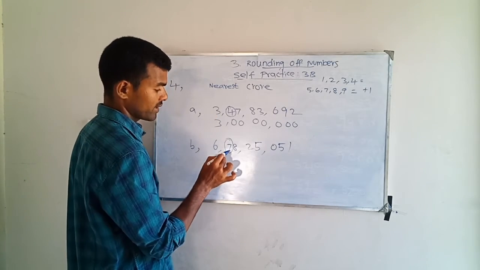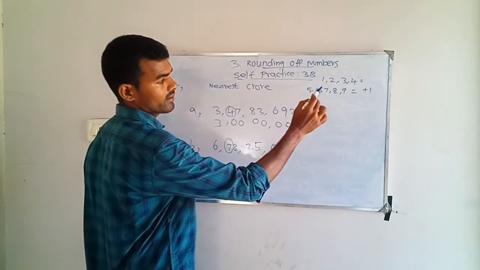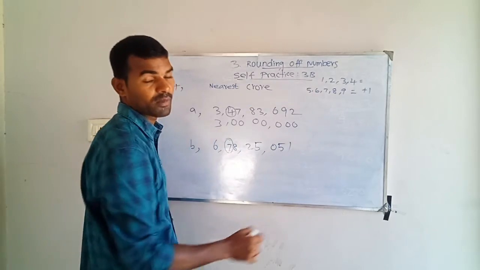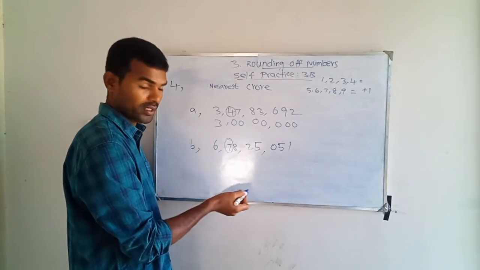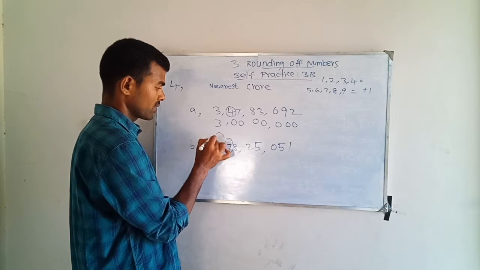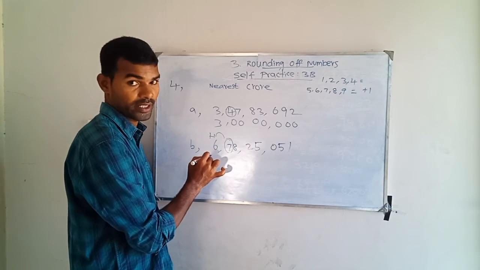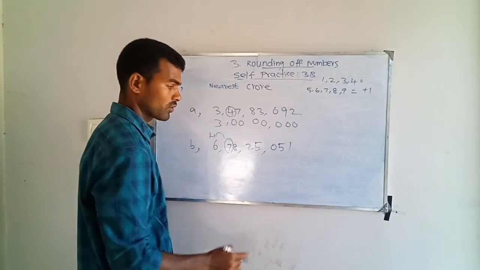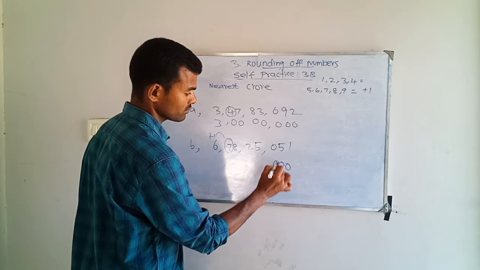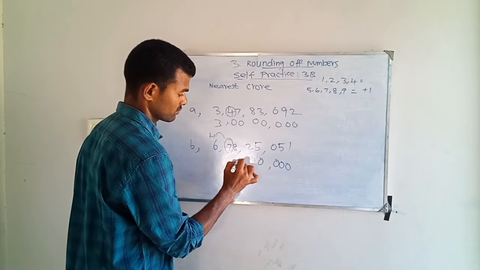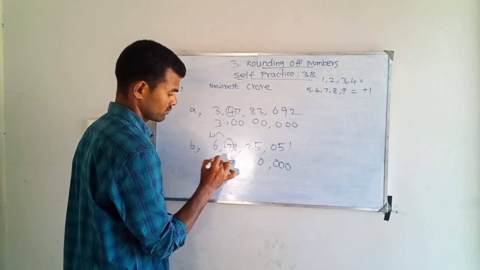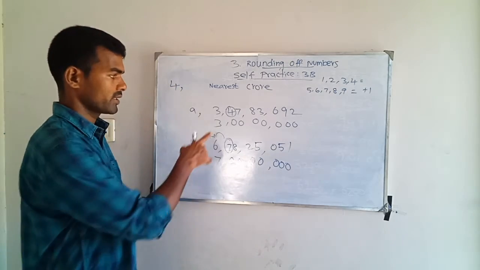Now here see that it is 7. 7 is greater than 5, above 5. So above 5 means we will increase the crores period by plus 1. The remaining numbers are all 0. So it is 7 crore and this is 3 crore.